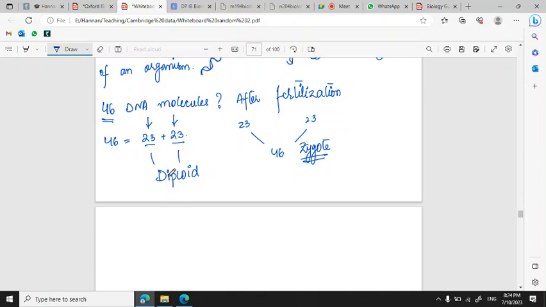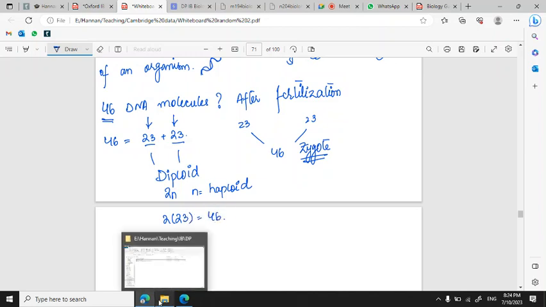Diploid means that we have two sets of chromosomes, and 2n. N actually refers to the haploid number. So if we say 2 into 23, then obviously it would become 46. Alright, great.